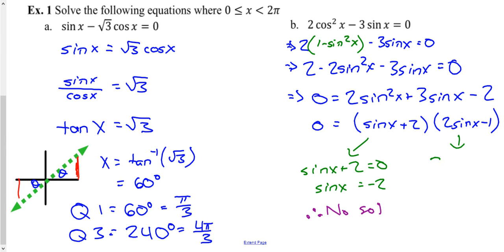This one, we have 2 sine x minus 1, which then equals 0 right there. We're going to isolate for sine x, so sine x is equal to positive 1/2. And of course that does exist. Sine is positive in quadrants 1 and 2. So I'm looking for an answer between 0 and 180 there. If I solve for x, which is the sine inverse of 1/2, it is equal to just 30 degrees.